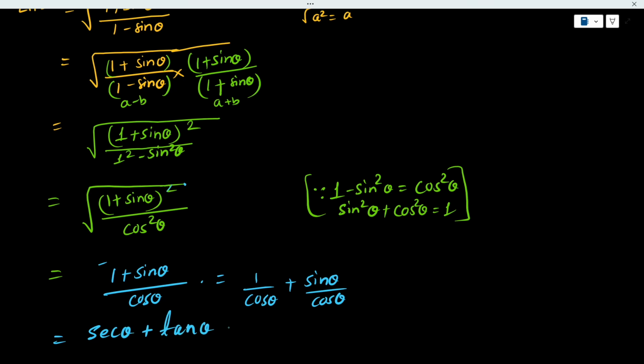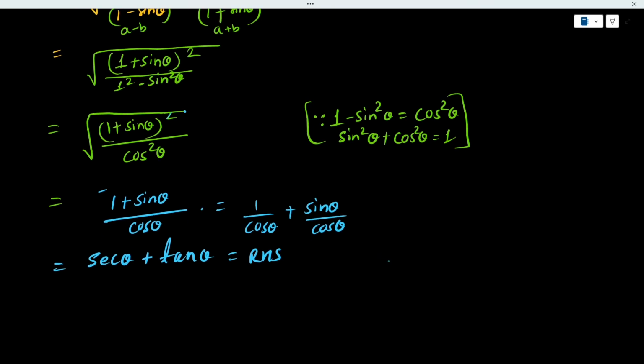And you know that 1 by cos theta is sec theta, and sine theta by cos theta is tan theta. Please write the identity here. Using this, you reach the right hand side, therefore left hand side equals right hand side, hence proved.